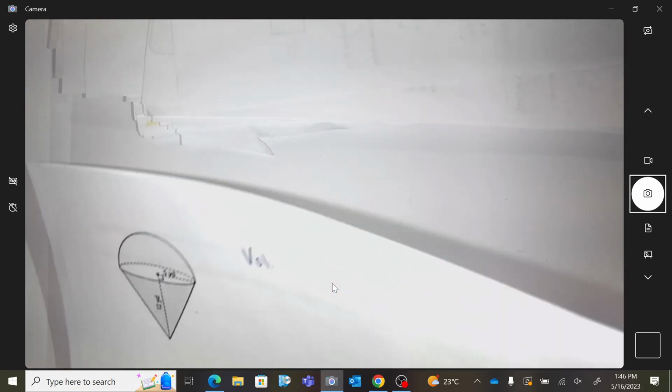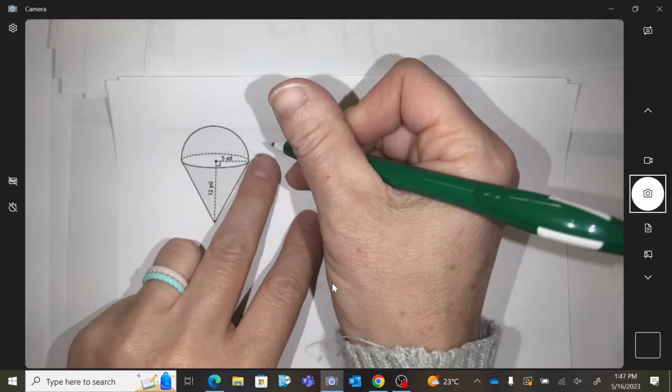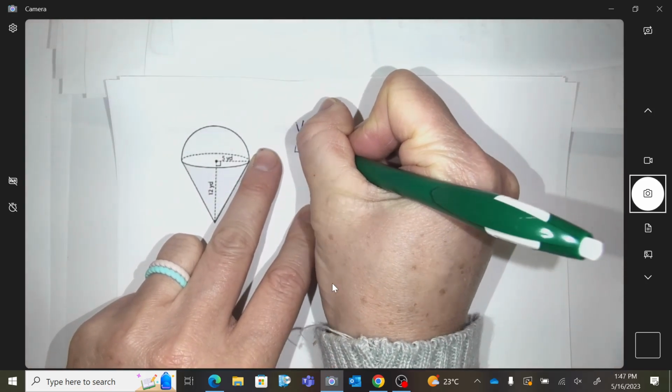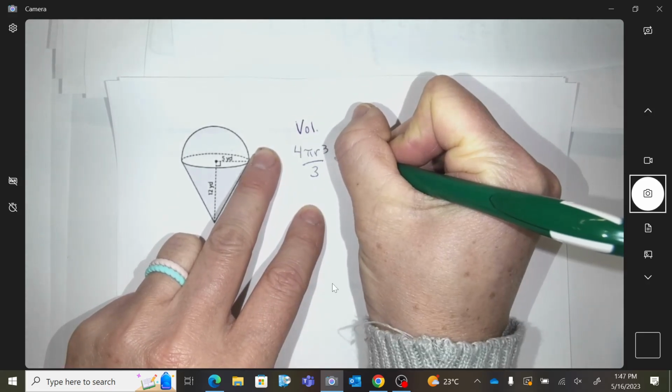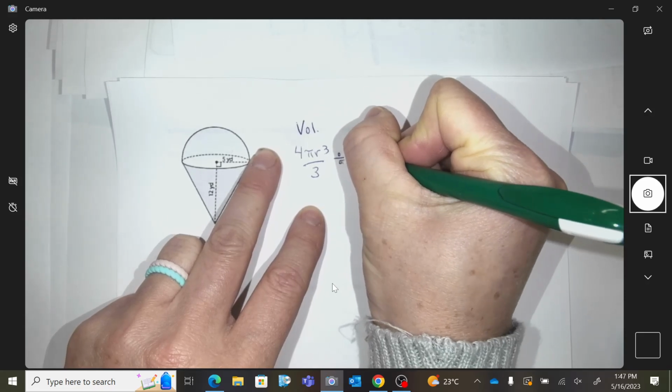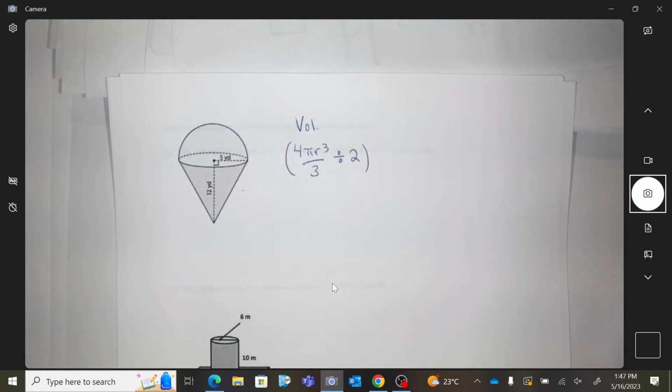Okay, volume. Volume's the easy one, so let's do that first. Volume of a sphere, 4 pi r cubed over 3. And, did I say a cone? The volume of a sphere, I don't remember what I said. This is the volume of a sphere formula.